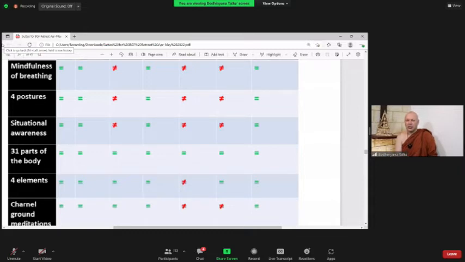But what is the overall idea here? Well, the overall idea is that it is the 31 parts of the body we can be most sure of is the original Kaya Nupassana, body contemplation.